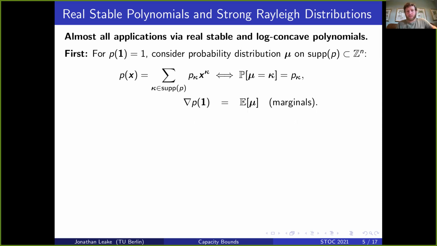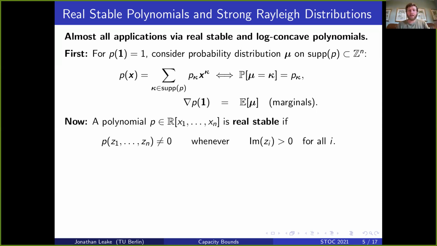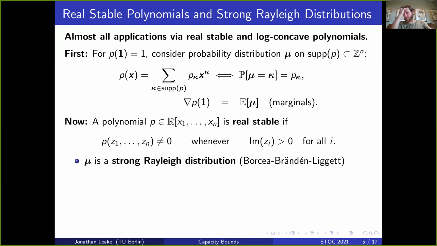Okay, so let's get back to these real stable polynomials then. We have this connection between the polynomials and the distributions. And now I'm going to define a real stable polynomial to be a polynomial with real coefficients, such that whenever you plug in all entries in the upper half plane, you never get 0. And the connection to some distribution, these strong Rayleigh distributions, maybe you could call this a definition. I'm just going to define a strong Rayleigh distribution to be one that arises in this way from a real stable polynomial. So these are sort of identified definitionally.